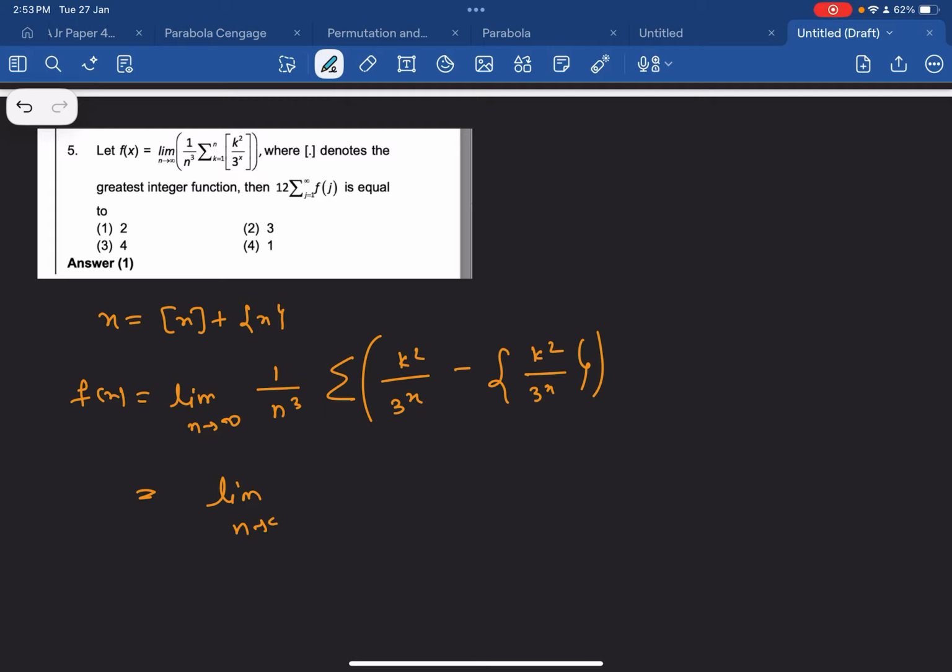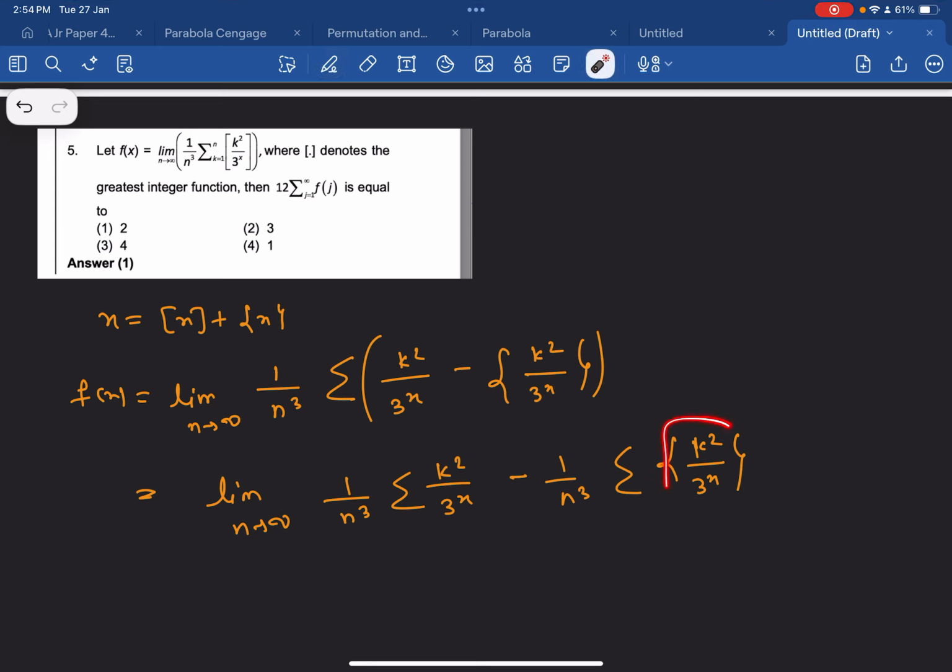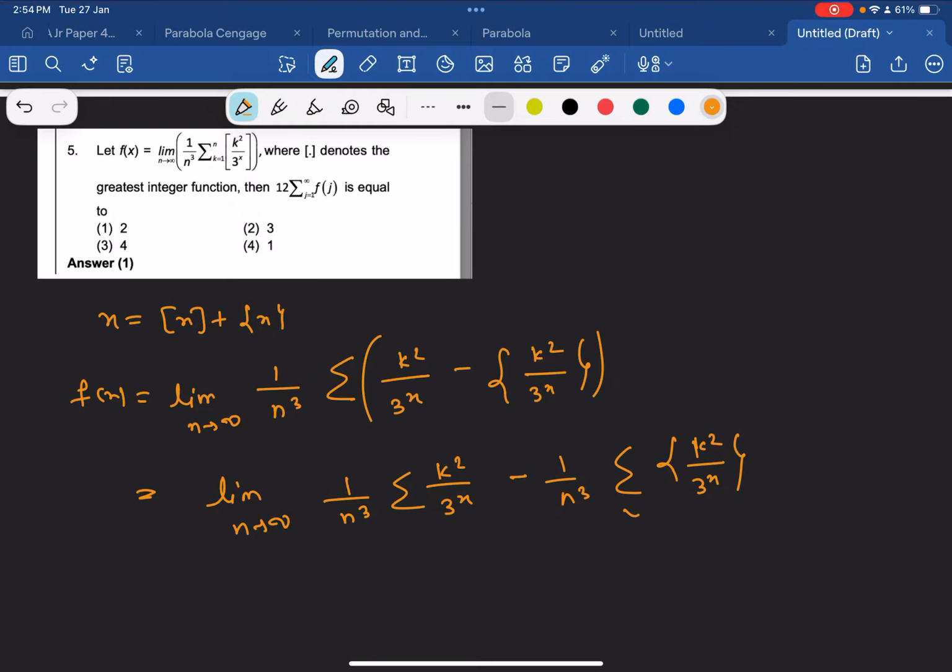So now what I can do here, limit n tending to infinity, if you separate the summation along with 1 upon n cube, so 1 upon n cube summation k square upon 3 raised power x, and then minus 1 upon n cube summation of the fractional part of k square upon 3 raised power x, correct or not? If you see very carefully, the range of this number, the fractional part, is always between 0 to 1 itself, correct or not?